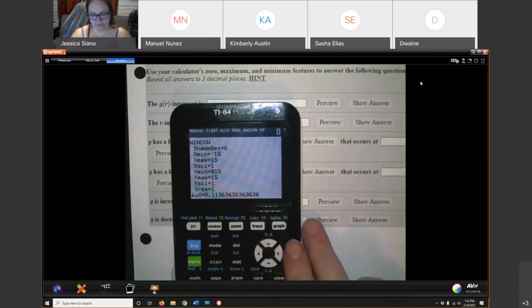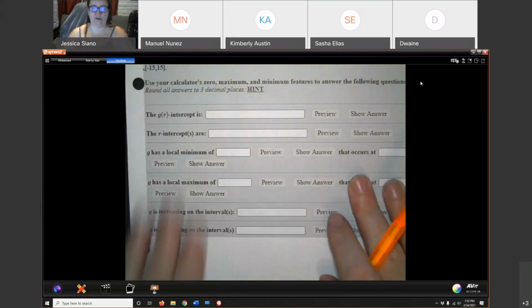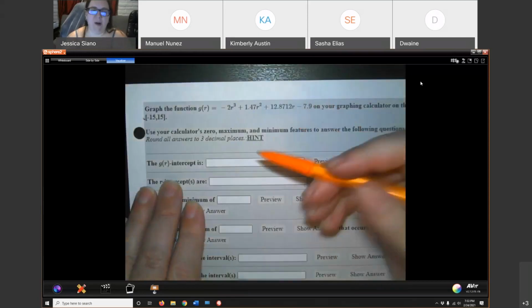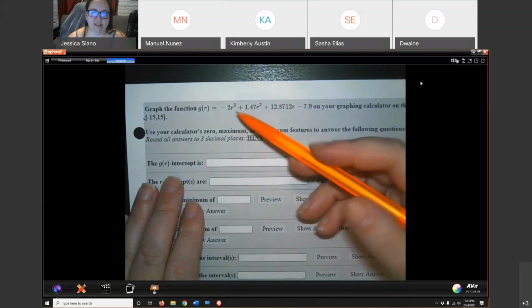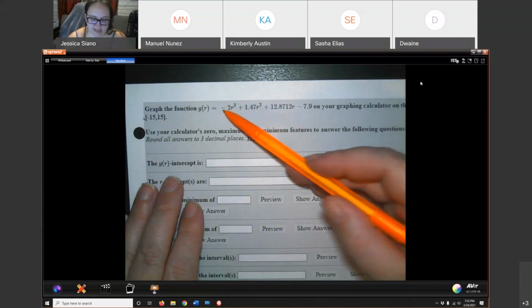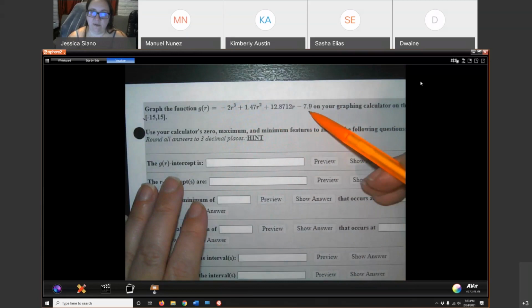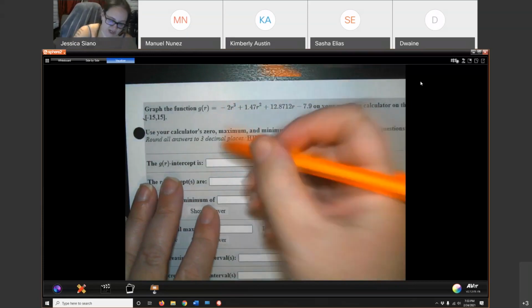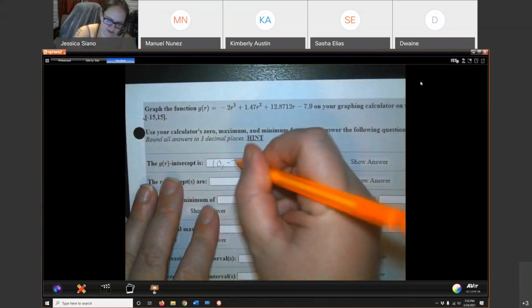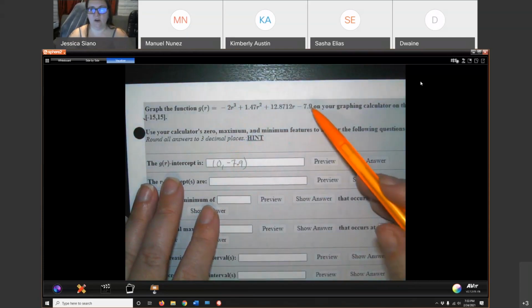So I'm going to graph this, but before we look at it, for any polynomial, the g of r intercept would be where r is 0. So if I make this r 0, then this cancels, and this cancels, and I'm left with just this right here. So my g of r intercept would be 0, -7.9. So that constant term is always going to be my intercept.